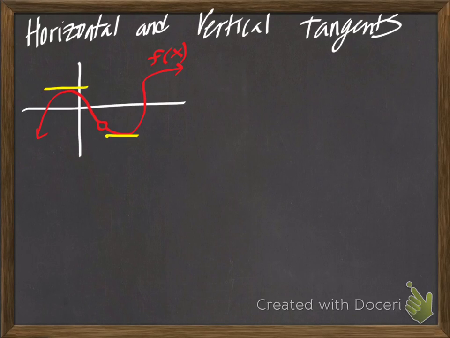So we also saw in our early study of derivatives that a function's slope is equal to 0, and thus the tangent line there is a horizontal tangent line when the slope is equal to 0, and that typically happens when you have peaks and valleys. So we have a peak and a horizontal tangent and a valley there.